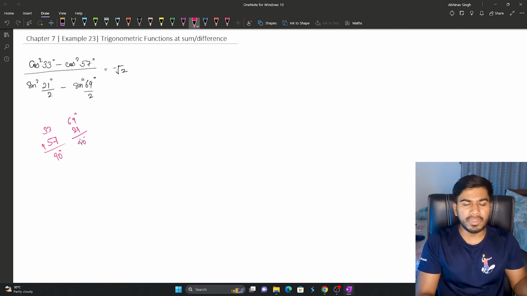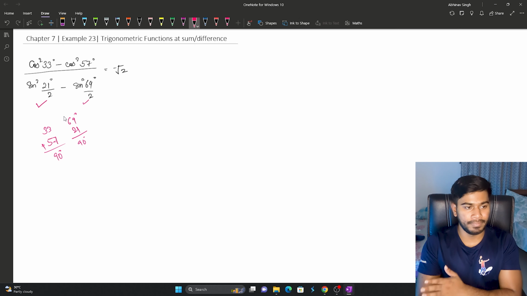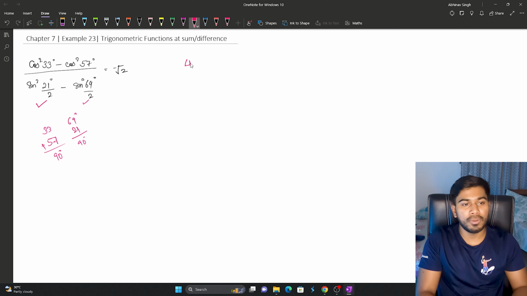So somehow we get a hint of a plus b. If we sum these, then we know the value of cos 90 and sin 90. So that's the first hint. And the second hint is the denominator is sin² a minus sin² b. So what can we break this down into? I told you we can break this down into sin of (a plus b) into sin of (a minus b), right? Because sin(a plus b) into sin(a minus b) is sin² a minus sin² b. So let's see how we can solve.